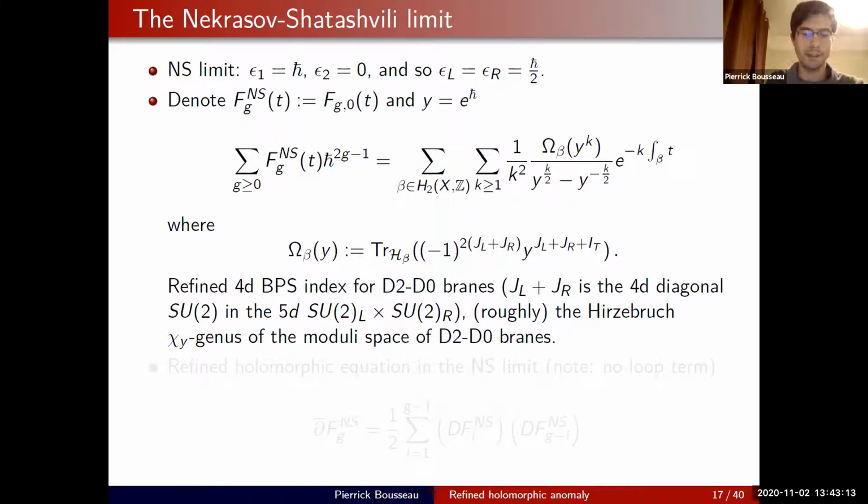So the thing which is slightly subtle is that if you want a fully refined story, then to get SU2L cross SU2R from the moduli space of D2-D0 brane is not enough to know the moduli space. You need to use a fibration structure on this moduli space and to exploit its fibration to get the 5D information. But the point is exactly in this Nekrasov-Shatashvili limit, this extra information is not necessary, and the answer has a purely 4D description as a refined count of D2-D0 branes.